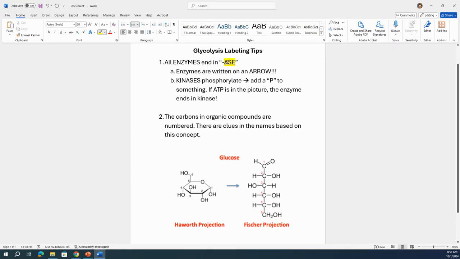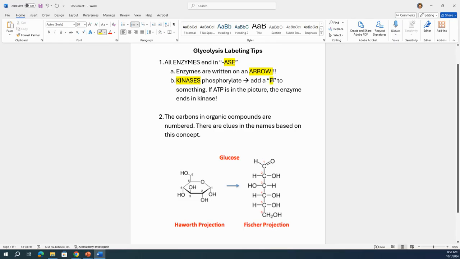So automatically, we can split our words into about half. And if it's an enzyme, it's going to be written on an arrow, okay? So when you're filling out this diagram, all of your ASEs should be placed on an arrow. Now, even more specific than that, there's a specific type of enzyme called a kinase. And we're going to see 4 different kinases. What kinases do is they phosphorylate. And remember that phosphorylation is adding a phosphate to something else.